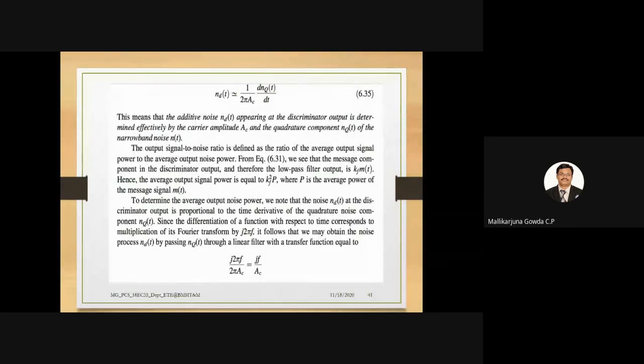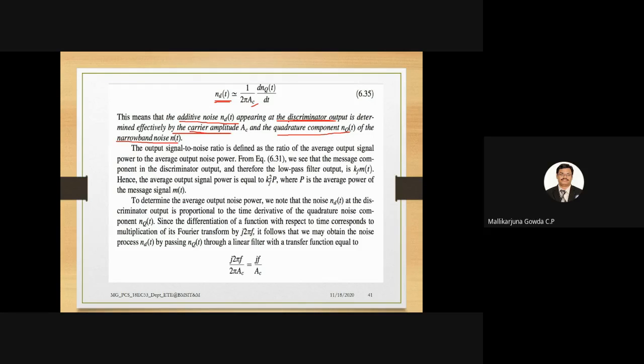Already I said this: this additive noise nd(t) will appear at the output of the discriminator. It is determined by the carrier amplitude, because it is 1 by 2 pi AC, where AC is the carrier amplitude, as well as the quadrature component of the narrowband noise. So this is the noise component at the discriminator output, and it is determined by the carrier amplitude and the quadrature component of the narrowband noise.